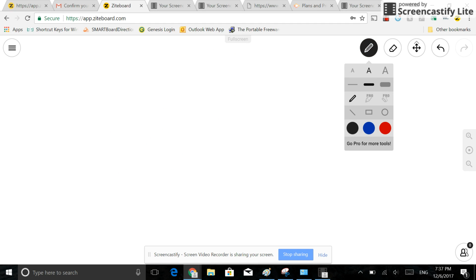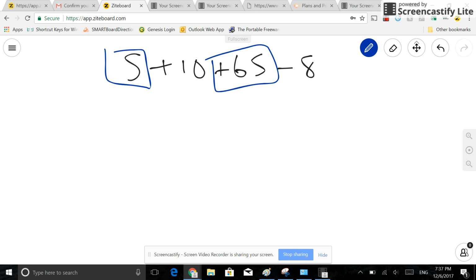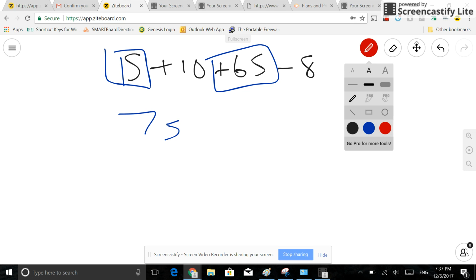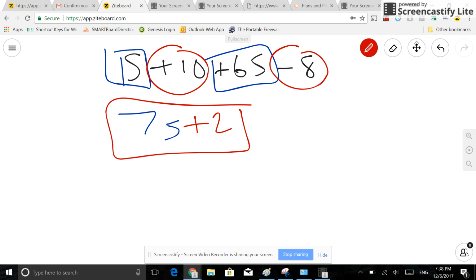For your next expression, we have s plus 10 plus 6s minus 8. Okay, so our like terms are this s plus 6s, which gets you 7s's, right? If you want to pretend like there's a 1 in front of that s, you could. And then we have this positive 10 plus a negative 8, which gets you this positive 2. So your final answer is 7s plus 2.